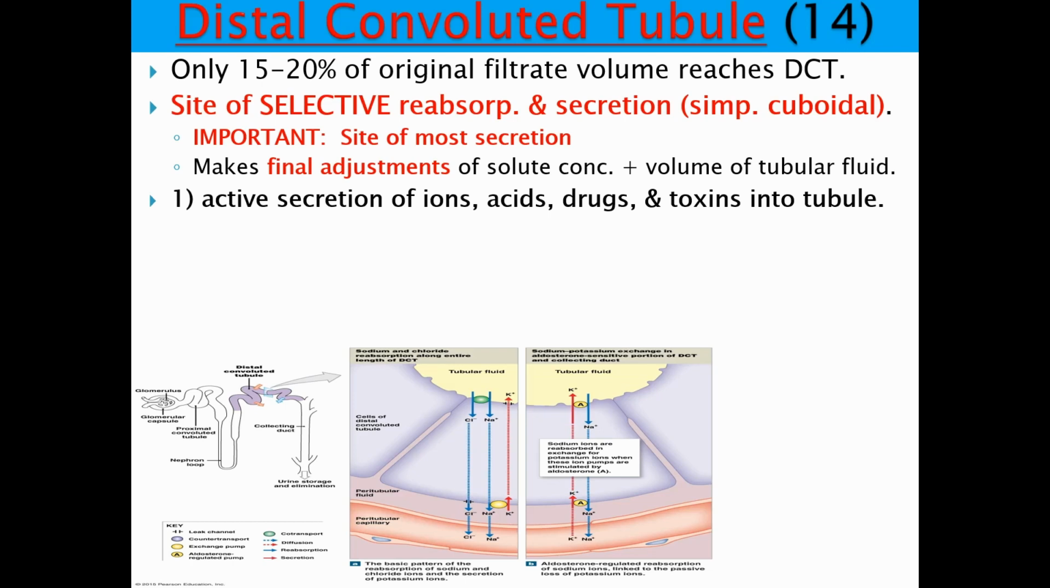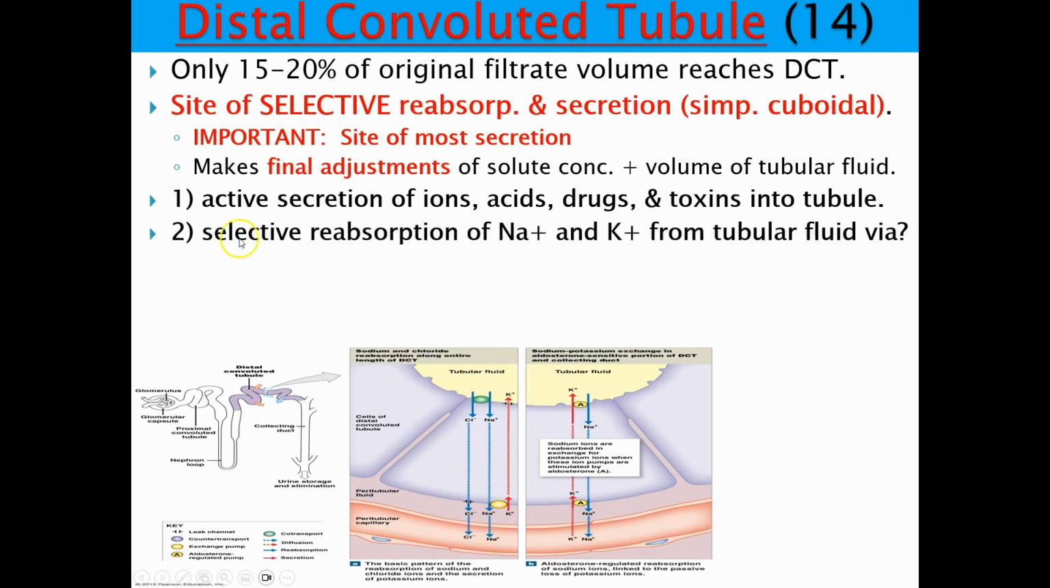Remember when we were talking about the renal corpuscle and filtration, that was an unselective process. Glomerular filtration was highly unselective. Here at the DCT, now we are making the adjustments because we've moved through most of this nephron. We have to make sure the final things that are going to form urine should be there. So notice, one, it's the active secretion of ions, acids, drugs, toxins, etc. into the tubular fluid. Now notice there is selective reabsorption of sodium and potassium from tubular fluid.